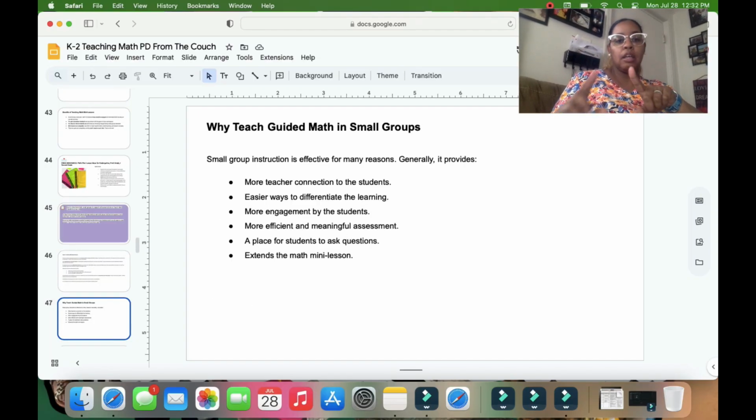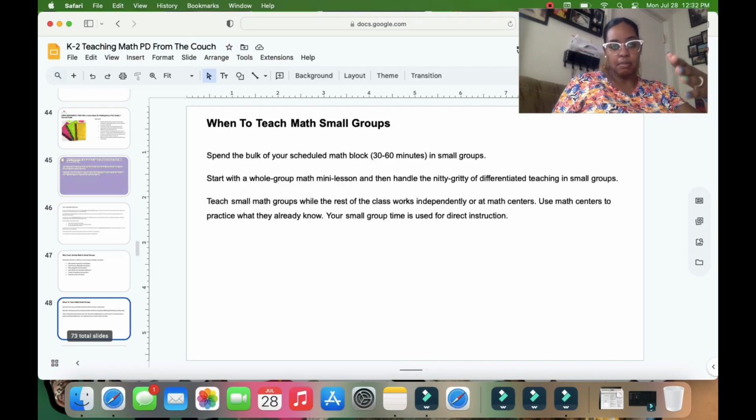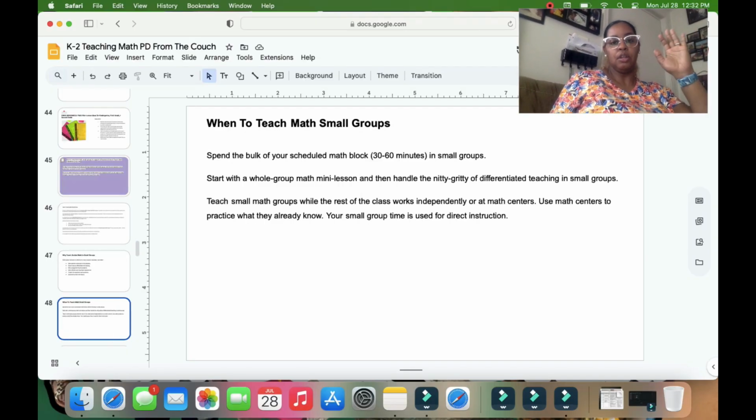Basically, why I teach guided math in small groups is because it's an effective way for many reasons, like teacher connection to the students, easier ways to differentiate the learning, more engagement by the students, more effective and meaningful assessments, a place for students to ask questions, and it extends the math mini lesson. So when do you teach the math small groups?